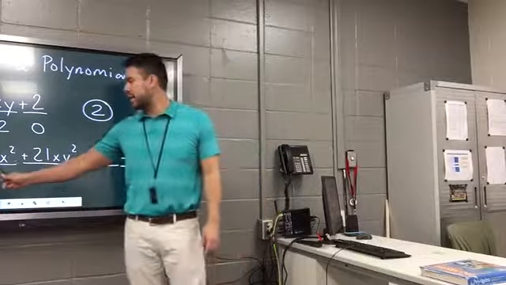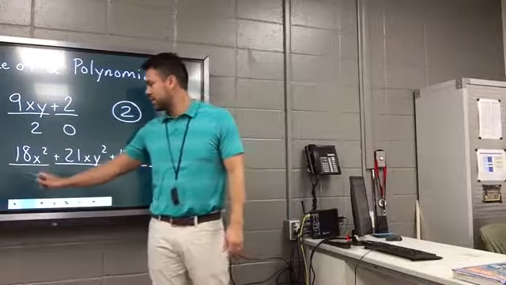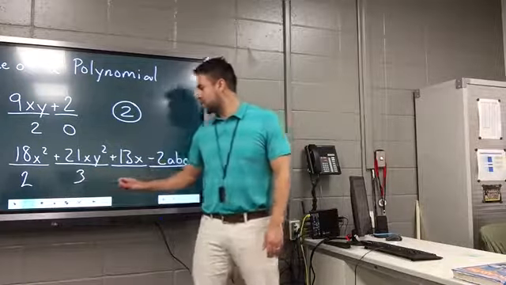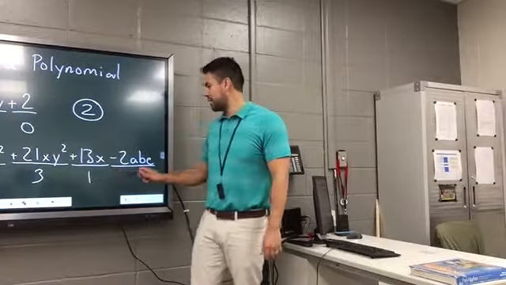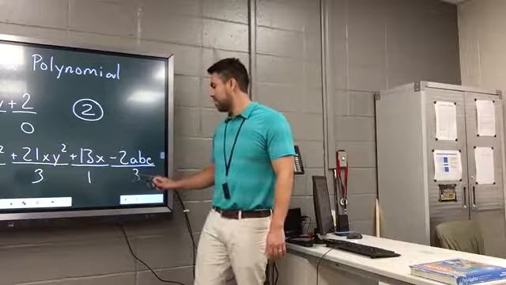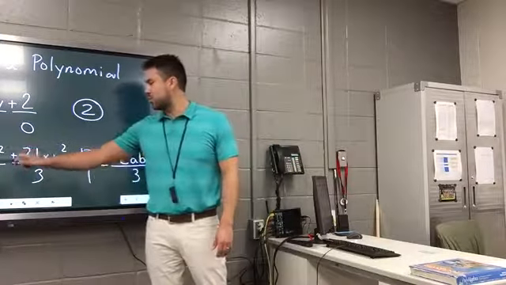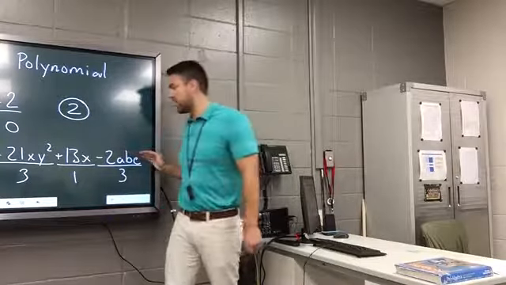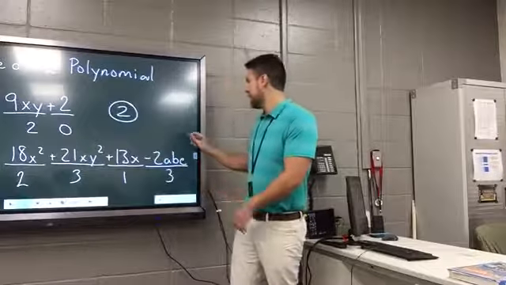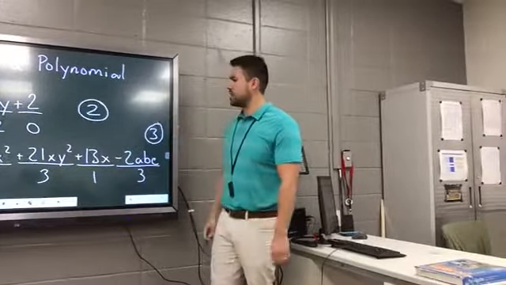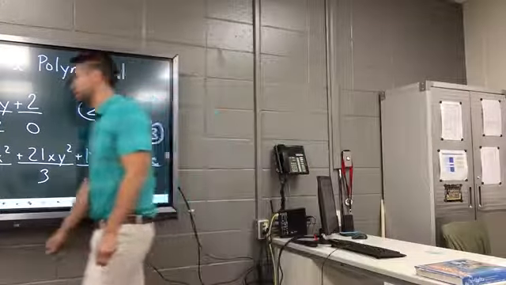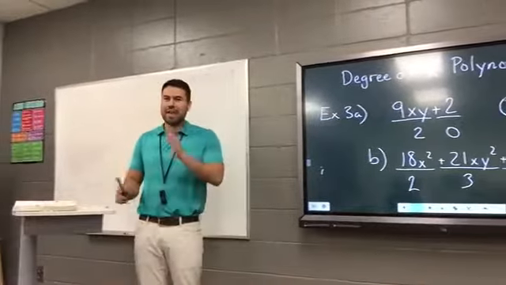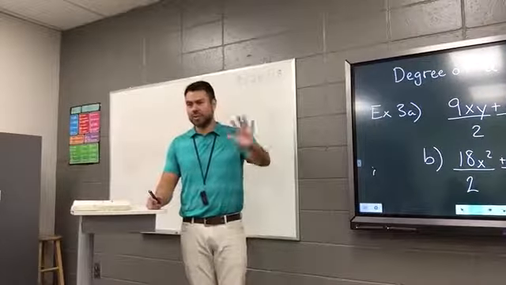Okay, what's the degree of the first term? 2. What's the degree of the second term? 3. What's the degree of the third? 1. And the last? 3. Which one has the highest degree? Well, there's a tie. And what's a tie? Of 3. What's the degree of the whole polynomial then? 3. That's your answer to B. 18x squared plus 21xy squared plus 13x minus 2abc. The degree is 3. That's it.